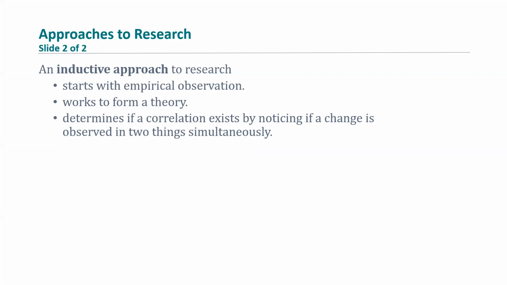Using an inductive approach to research, we start with the empirical observation and then work to form a theory. We then want to determine if a correlation exists by noticing if changes are observed in two things simultaneously.